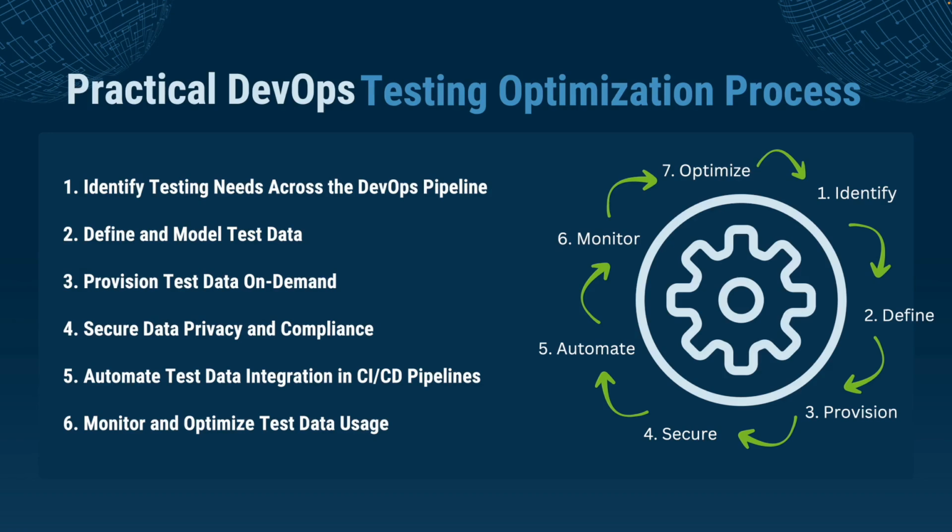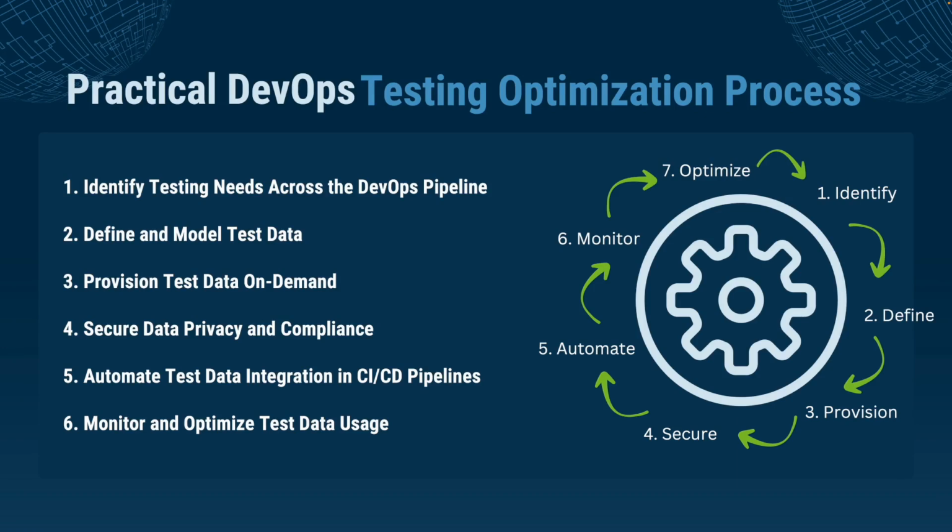So identify test needs across your DevOps pipeline, right? Define and model test data. So we can talk about the model, and there's rules about that, right? Or at least best practices. Provisioning test data on demand. And that's really important. Okay. I've had customers say, well, we want our users to come in and request this data. Okay.